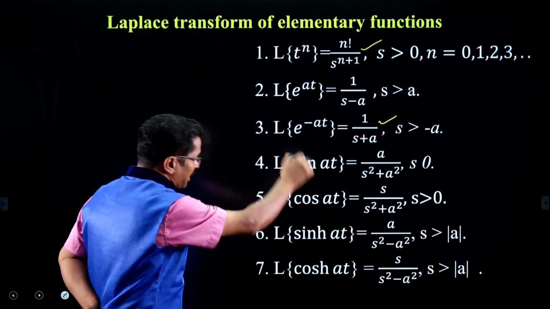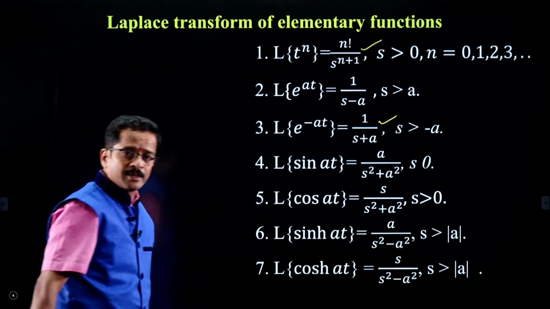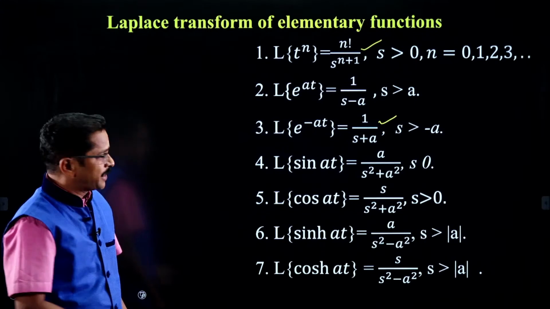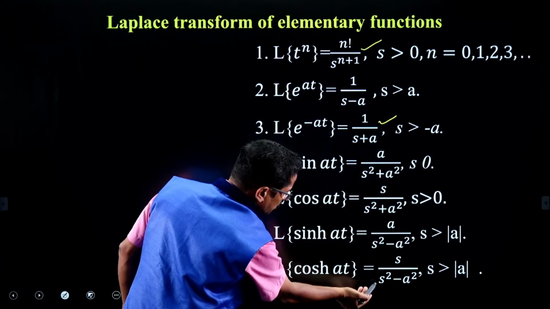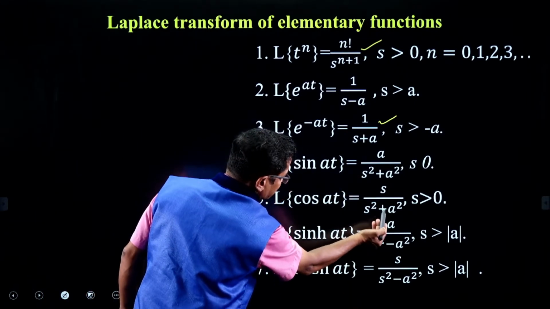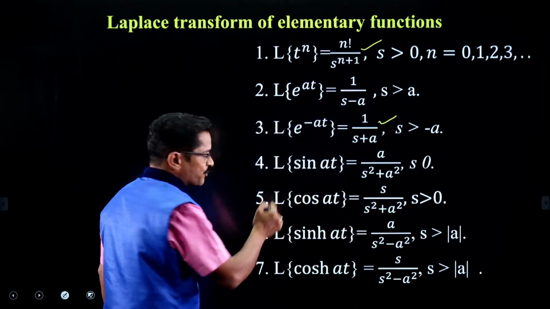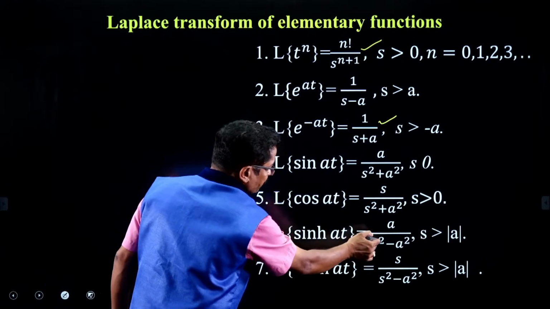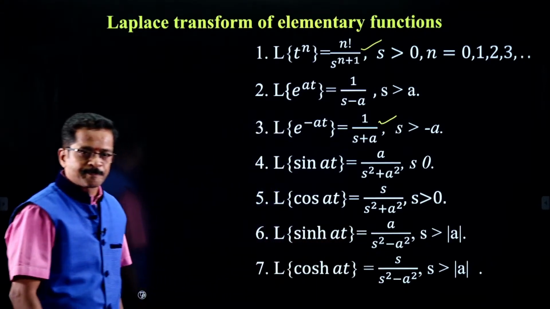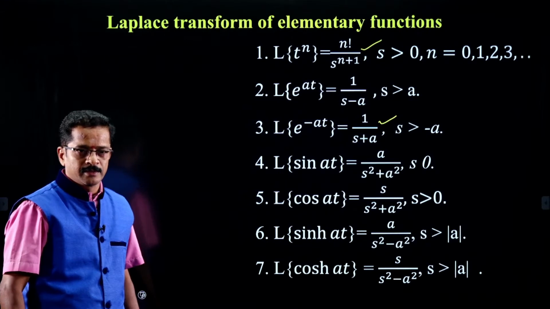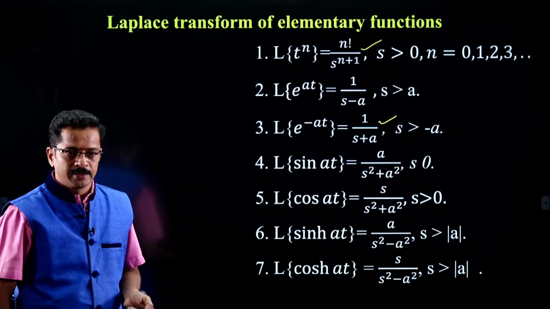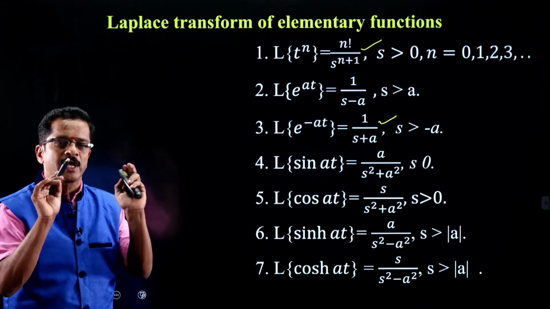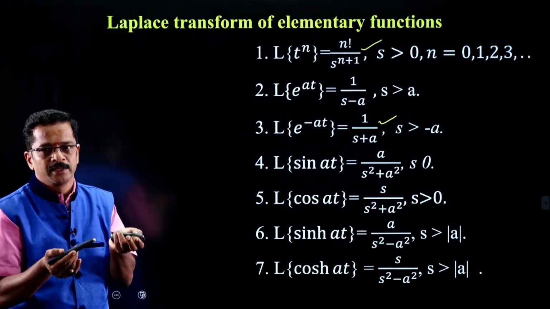Just list them out and look at how we remember these. Have a hint for where it is plus a square and where it is minus a square. In the case of trigonometric functions, the denominator is s square plus a square. In the case of hyperbolic functions, the denominator is s square minus a square, right? These are the formulae you need to remember for solving the problems. Have a small hint for how to remember them.